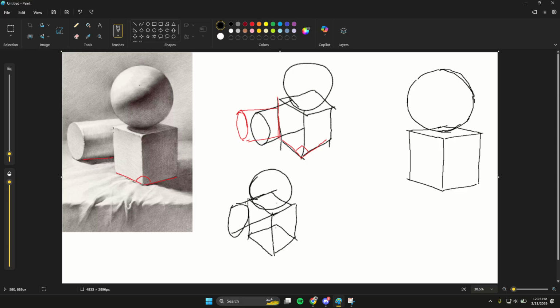This edge of the cube right here, if I imagine a marker in the middle, so I say half this length, and then half that length, and then half that length once more, that's where this bottom edge of the cylinder lies. So I could do the same thing here and say about here, that's where the cylinder will be, right?